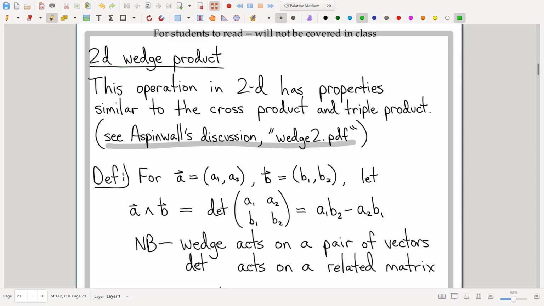It's called the two-dimensional wedge product. So this is an operation in 2 dimensions. Oh, by the way, there's a PDF file that I've put in the course materials folder, along with a bunch of other PDF files that Professor Aspinwall produced for his sections, but he's kind enough to let us all have reference to them.